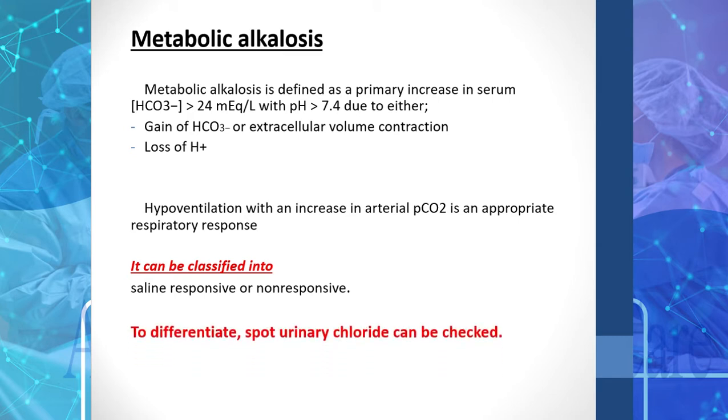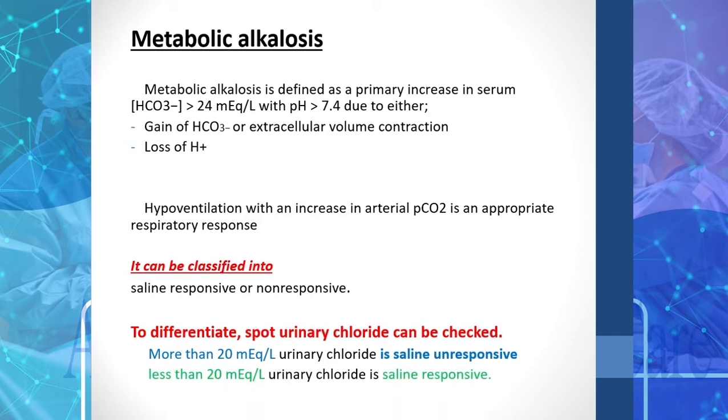This is to facilitate and help in the management. To differentiate, usually spot urinary chloride can be checked. If the urine chloride is more than 20 milliequivalent, this is saline unresponsive. If it is less than 20 milliequivalent, it is saline responsive. Okay? So these are the steps.